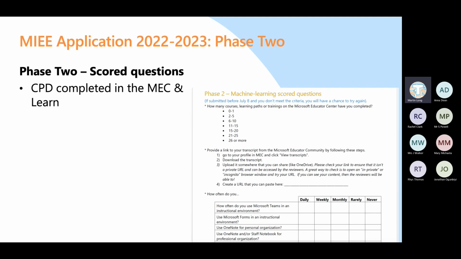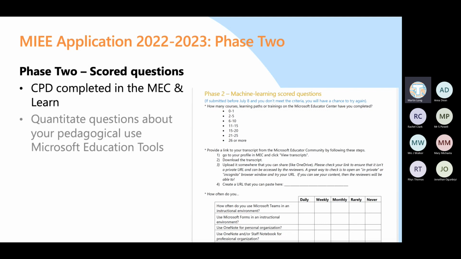It will look at the CPD you have completed, or want to know about the CPD you've completed on the MEC and Learn. As I've said, there was a bridge between those two platforms in the middle of your application round, so please do mention both. And as we haven't yet got your achievements moved across, it is relevant to do so. They are very much quantitative.